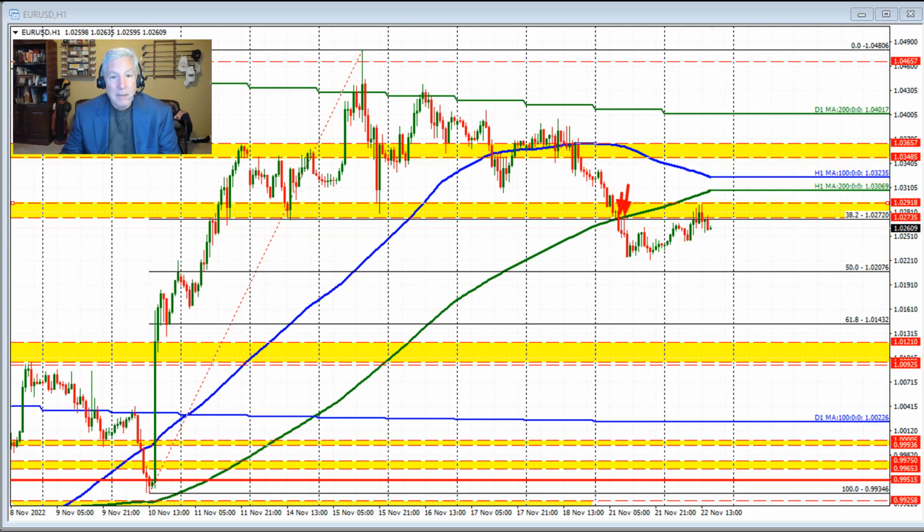We did not get down to the 50% retracement target of the move up from the low price on November 10th, the most recent move to the upside for this currency pair to the high here. So we were able to get below the 200-hour moving average, and also, by the way, the 38.2% retracement, but not able to reach the target on the downside.